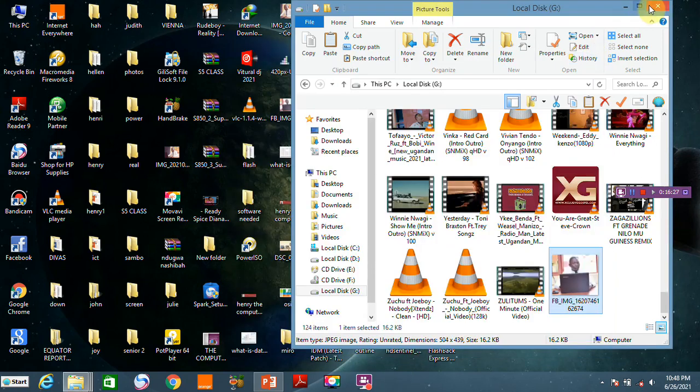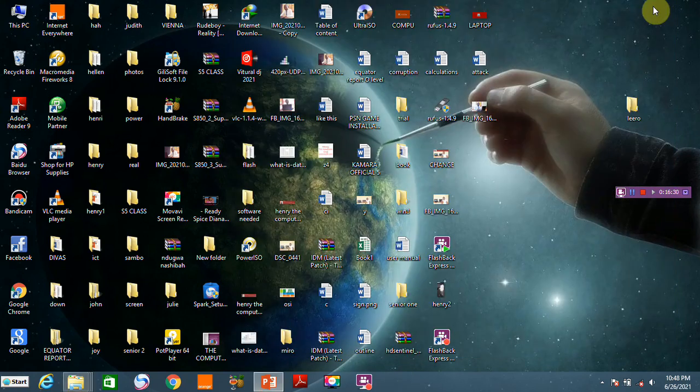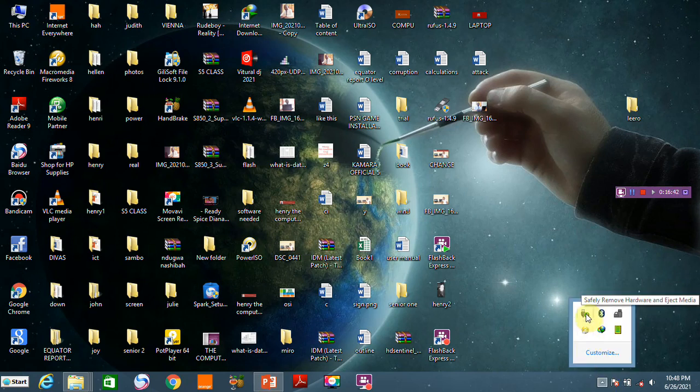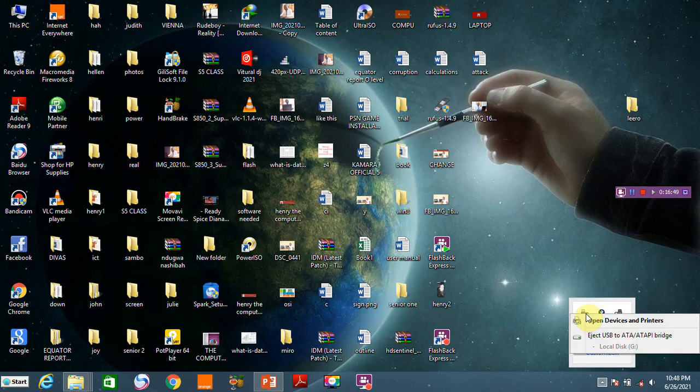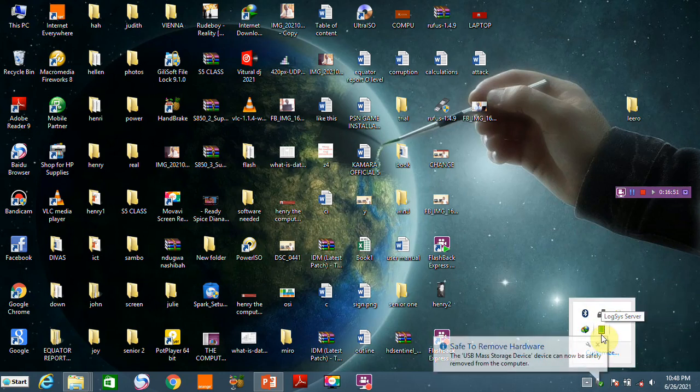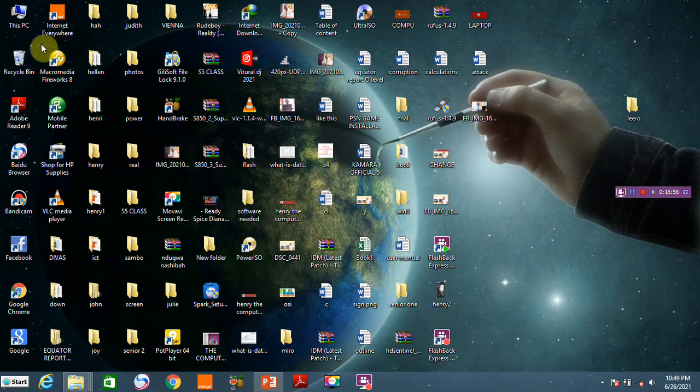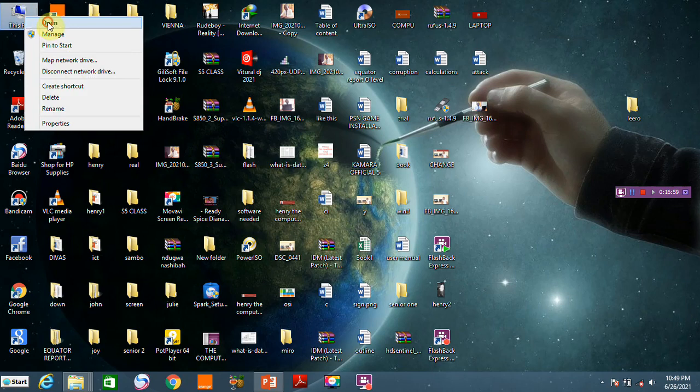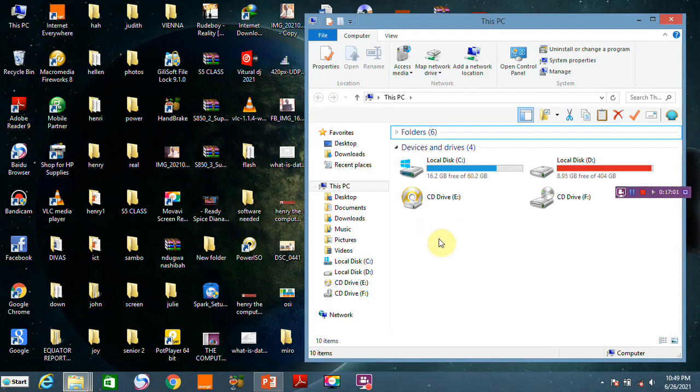So after using it, you're not just supposed to unplug that component. What you're supposed to do is come and remove it safely. Come down here on your notification, look for your external, then it tells you to safely remove hardware and eject the media. So right click and say eject. So it tells us that it is safely removed, and we can again check and see whether it is still there. We open, so it has actually been removed.